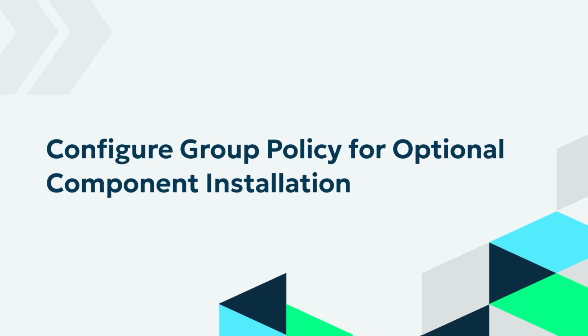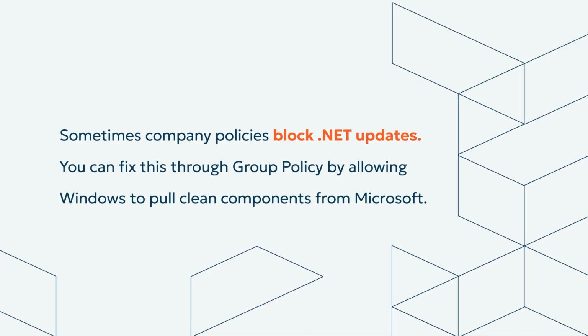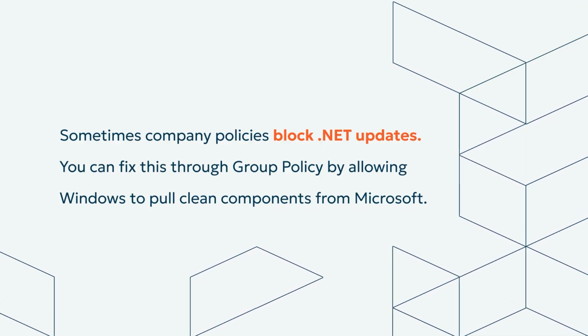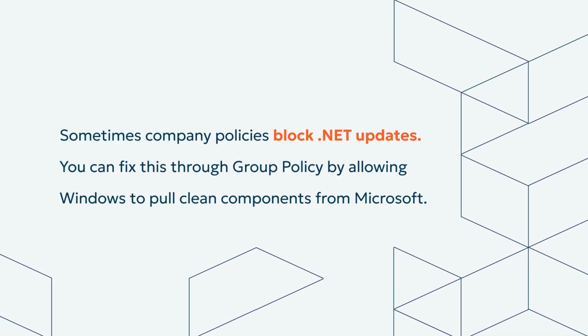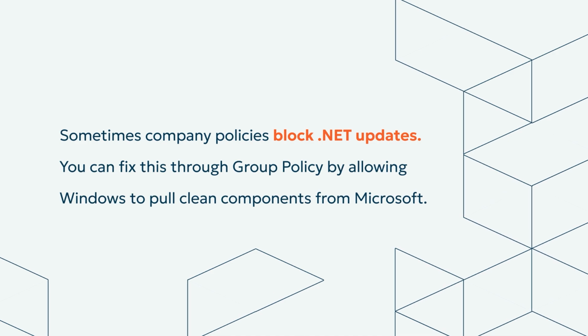Method 5. Configure group policy for optional component installation. Sometimes company policies block .NET updates. You can fix this through group policy by allowing Windows to pull clean components from Microsoft.